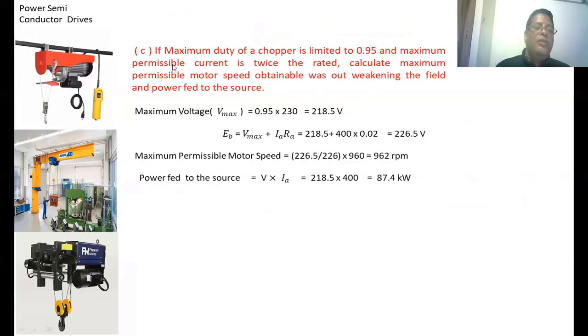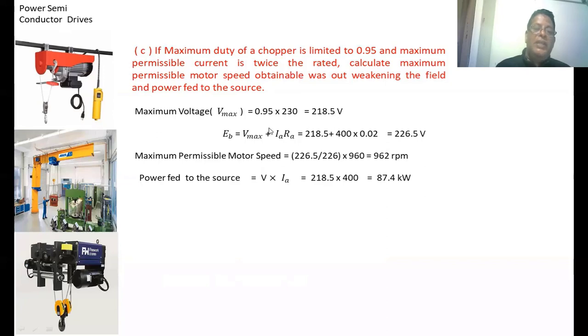In the third part, the maximum duty ratio of the chopper is limited to 0.95. The maximum possible current is twice the rated current. Calculate the maximum possible speed of the motor obtained without weakening the field, and the power fed to the source. We find the maximum voltage the chopper can give, that is 0.95 times 230, which gives 218.5 volts.